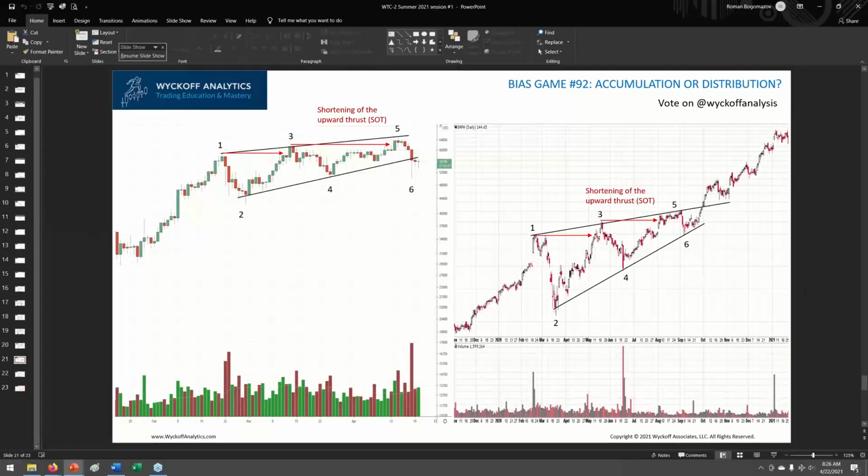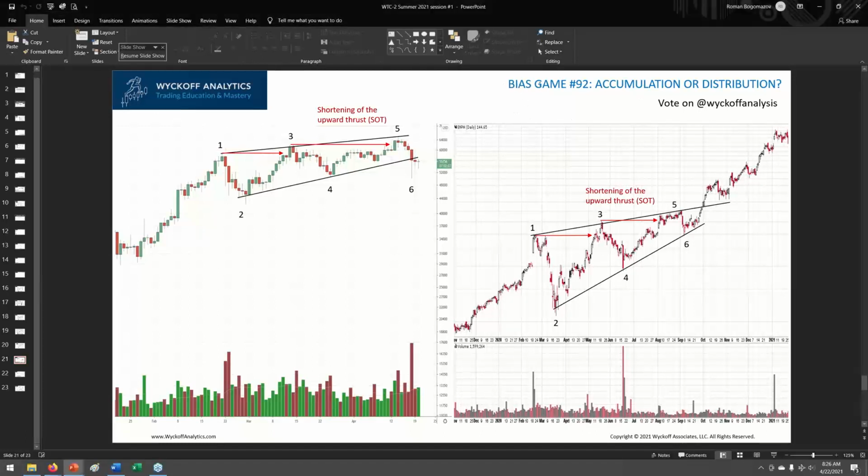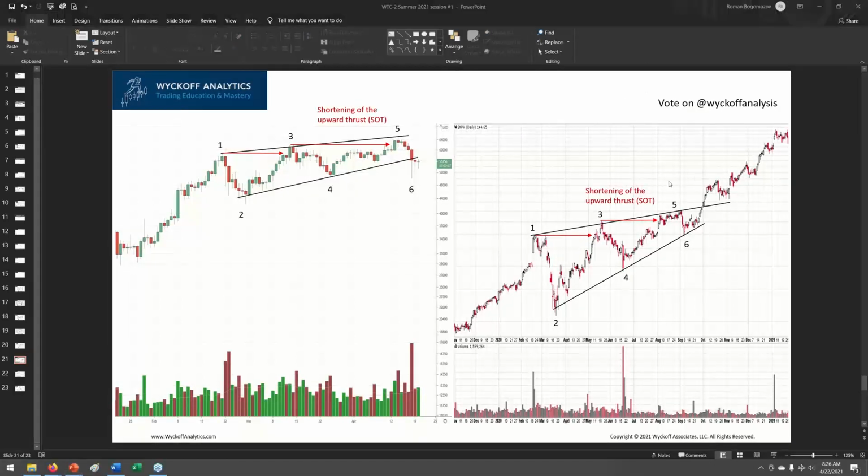So here's an example where, and please ignore this right here. This is not a bias game. This was just an example. So look at what's happening here. We are in the phase with the first leg down to point number 2, which resembles a little bit of the Bitcoin change of behavior. Point number 3 is an upthrust, as it was in Bitcoin here.